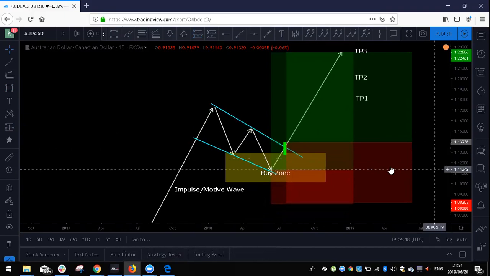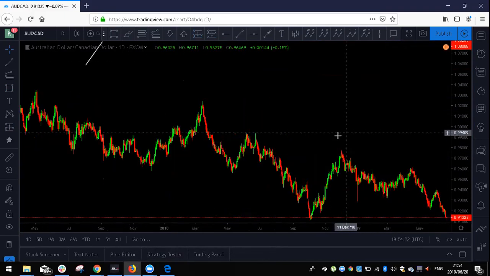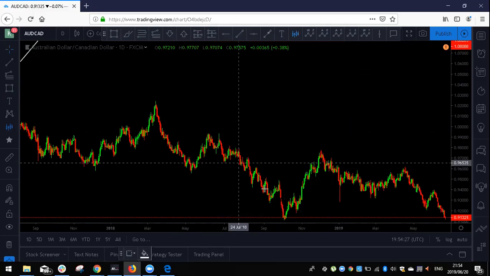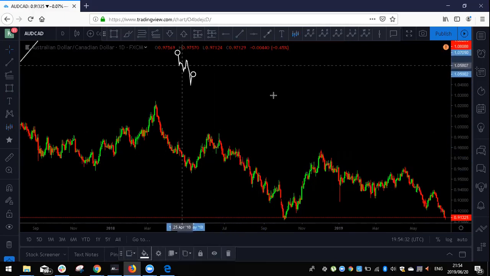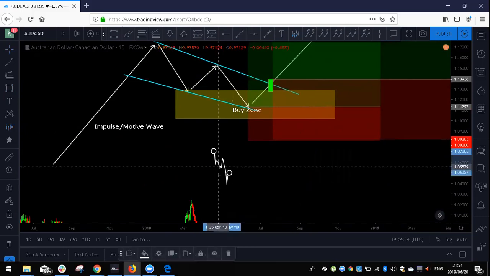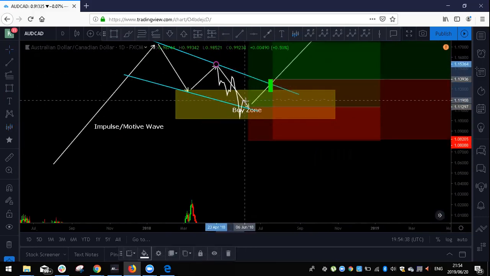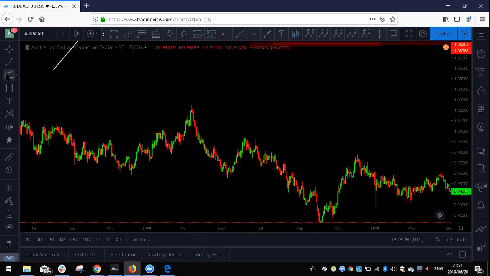So for me to get a good risk reward, let me copy some price action there. Okay, I copied a really bad structure. Let me get something else.